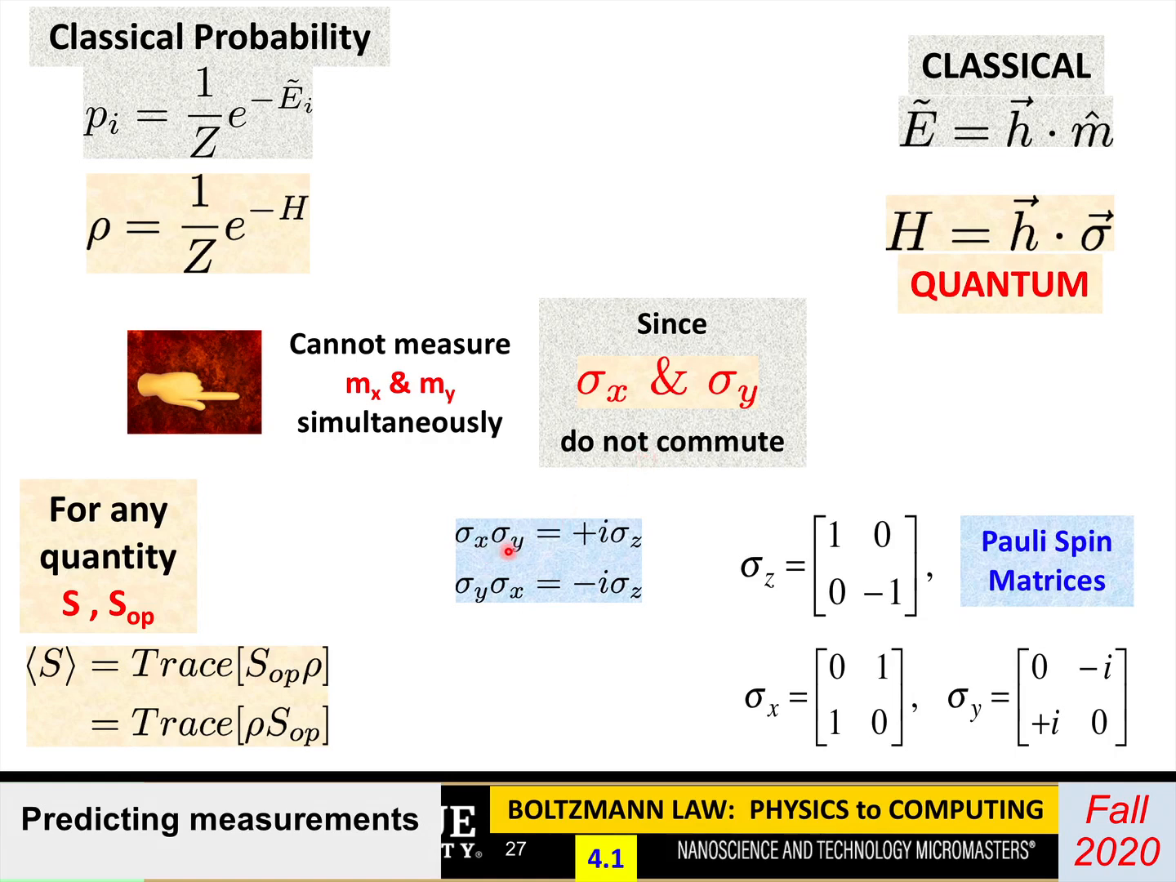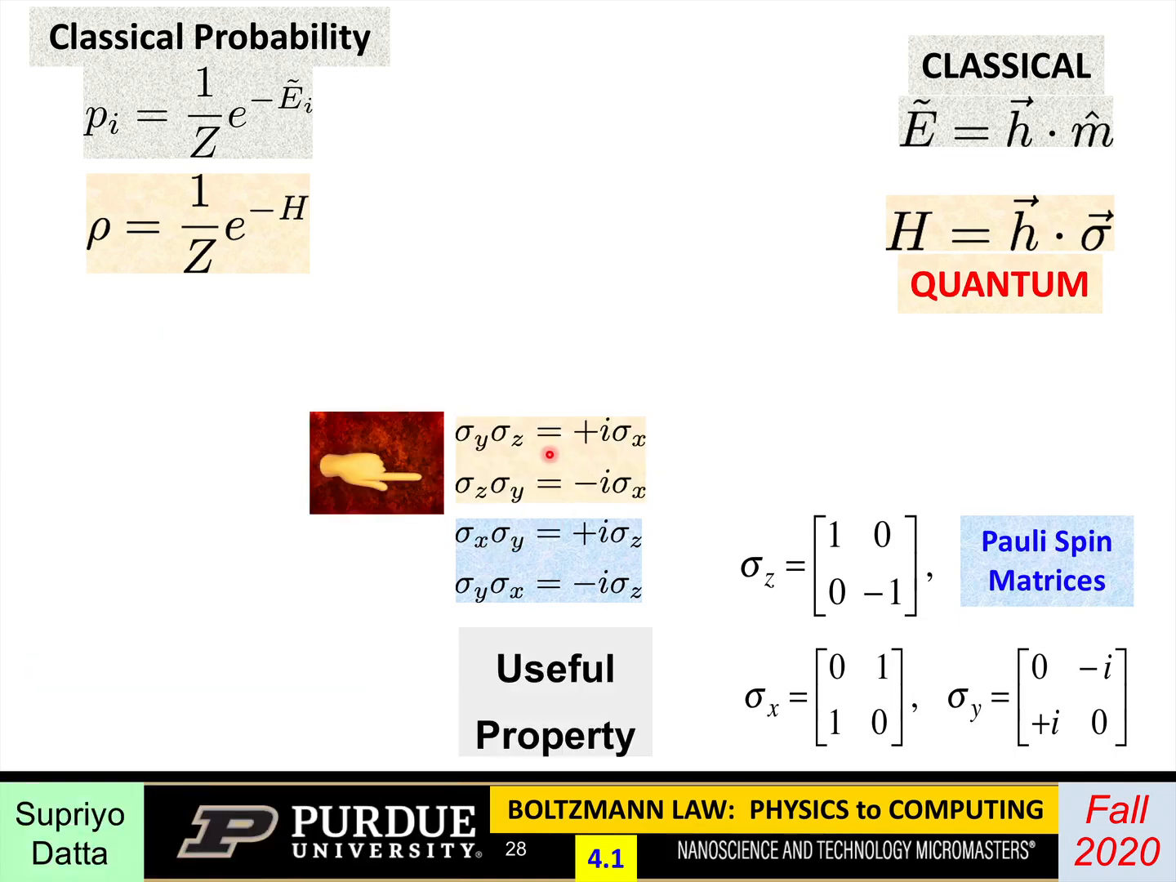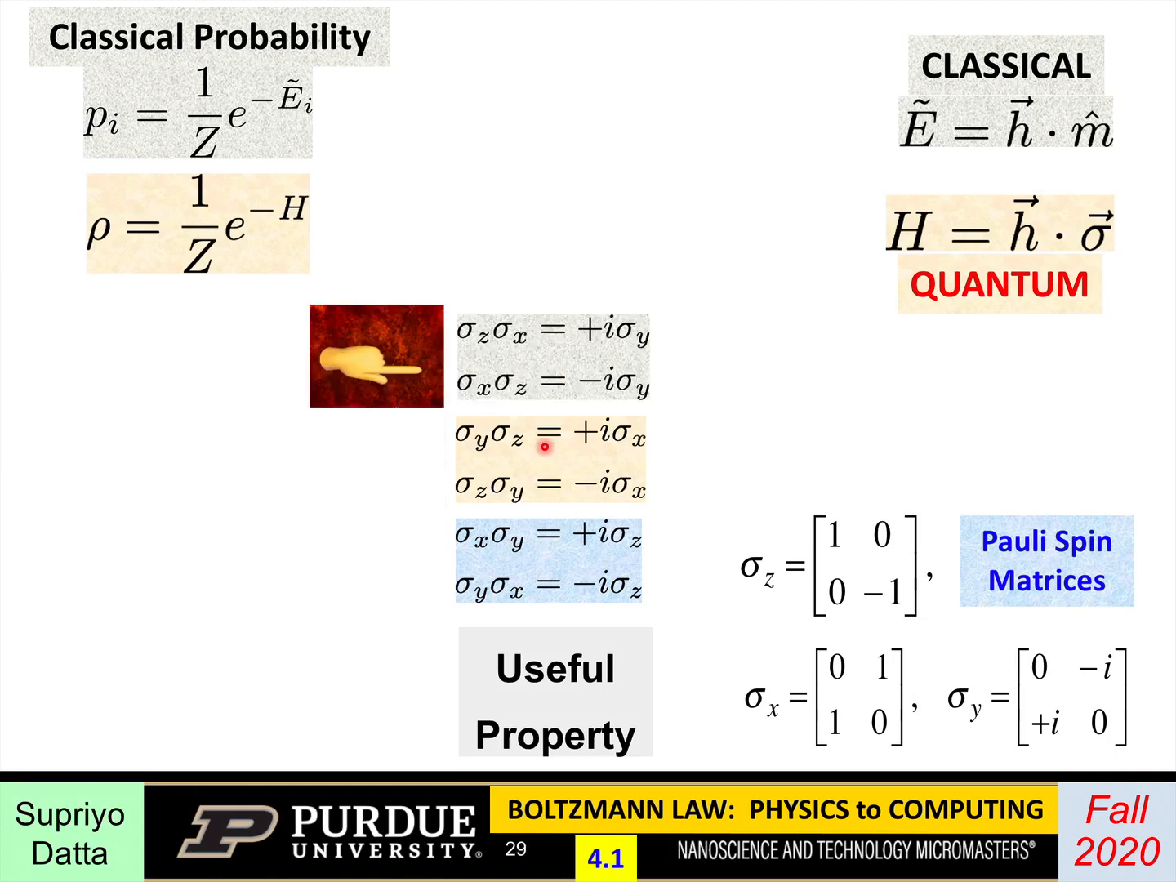And this applies to the x and y component, and also to the y and z component, and also to the z and x component. They all have this cyclic property, which, when dealing with spin matrices, is a very useful property to remember. This set of equations: x times y is plus i times z, y times z is plus i times x, z times x is plus i times y.